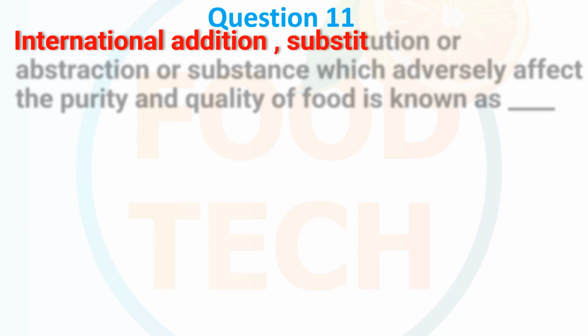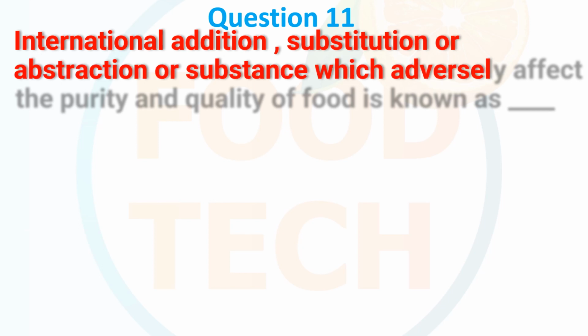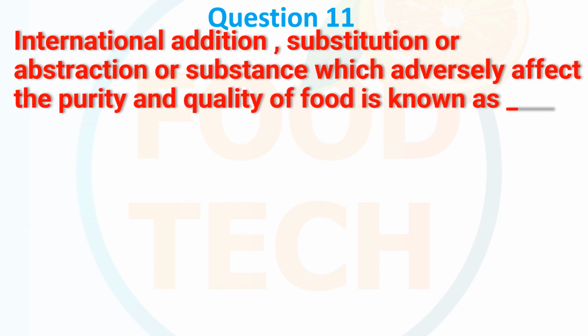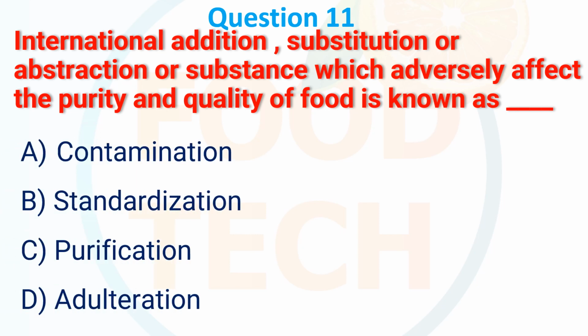Intentional addition or substitution of a substance which adversely affects the purity and quality of food is known as: A. Contamination. B. Standardization. C. Purification. D. Adulteration. The answer is D.